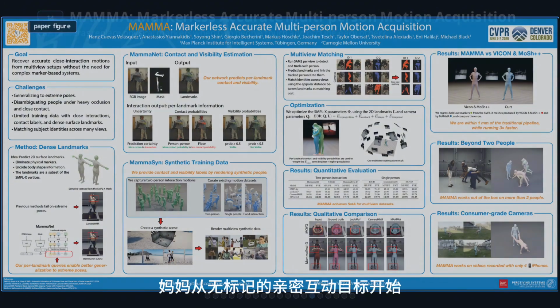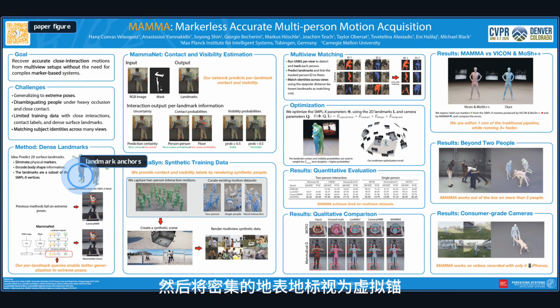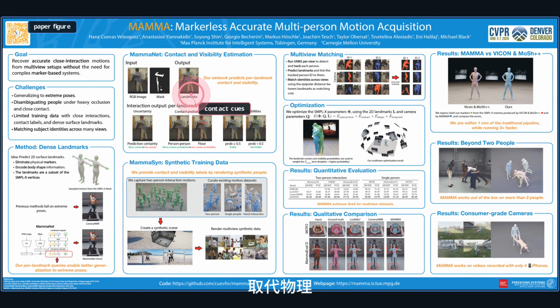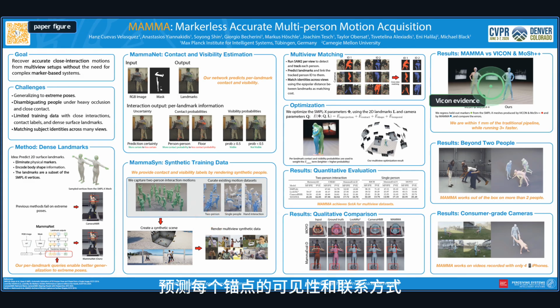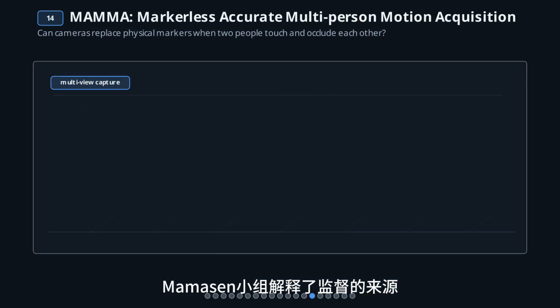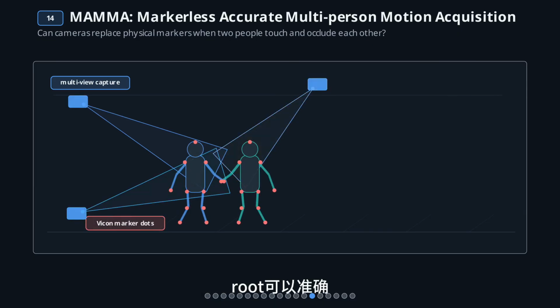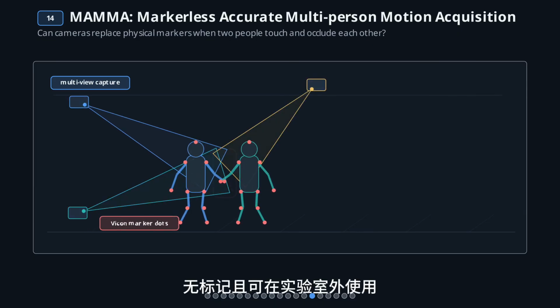MAMA starts on the markerless close interaction goal, then treats dense surface landmarks as virtual anchors that replace physical mocap dots, while MAMANet predicts visibility and contact for each anchor. The MAMASyn panel explains where supervision comes from, and the Vicon results show why the same anchor route can be accurate, markerless, and usable outside a lab.